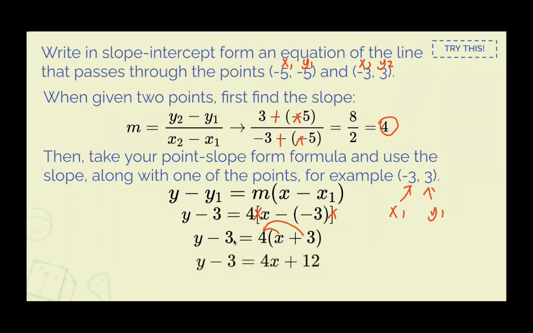Once you eliminate the parentheses, you're left with y minus 3 equals 4x plus 12. Now isolate y by adding 3 to both sides. Look for like terms, and you can see here that positive 12 plus 3 makes 15. And you're left with your final equation, which is y equals 4x plus 15.